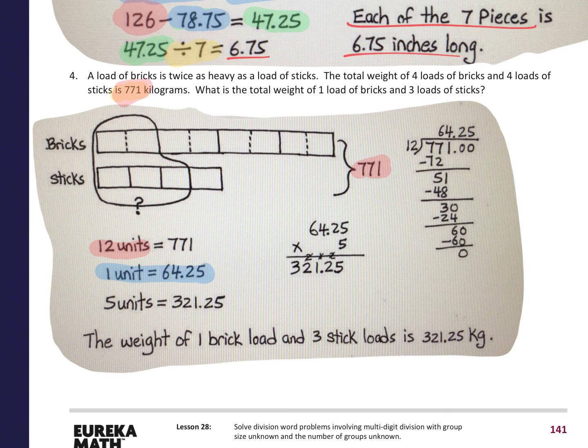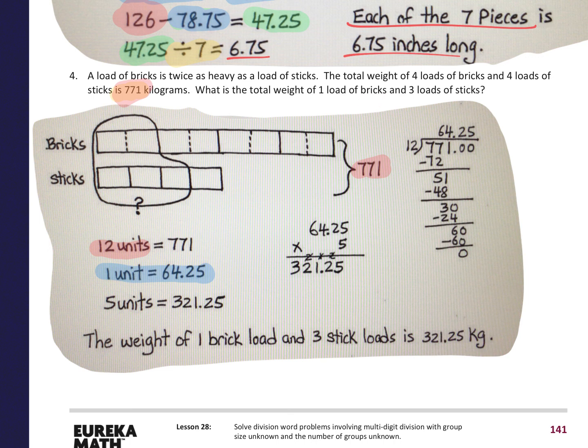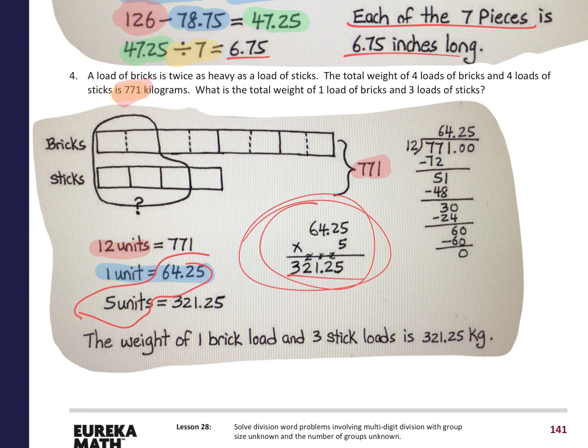Now, why did I do 5? It says 1 load of bricks and 3 loads of sticks. Well, remember, 1 load of bricks is twice as heavy. Twice as heavy! So this 1 load of bricks is actually, we're going to count it as 2, and that's why 2 plus 3 gives me 5. And when I times 64 and 25 hundredths times 5 units, which is what I did right here, that's going to give me 321 and 25 hundredths. Kiss your brain if you got that right.